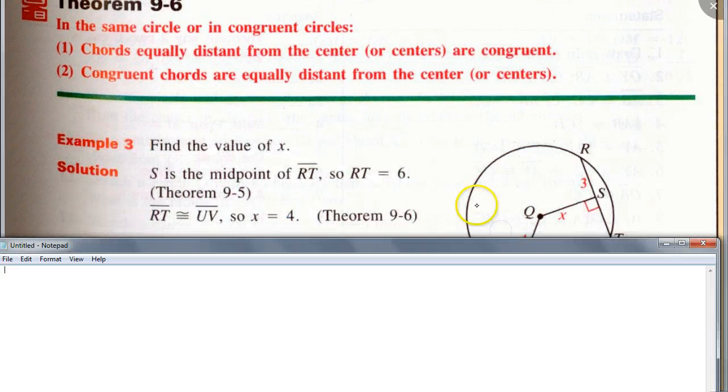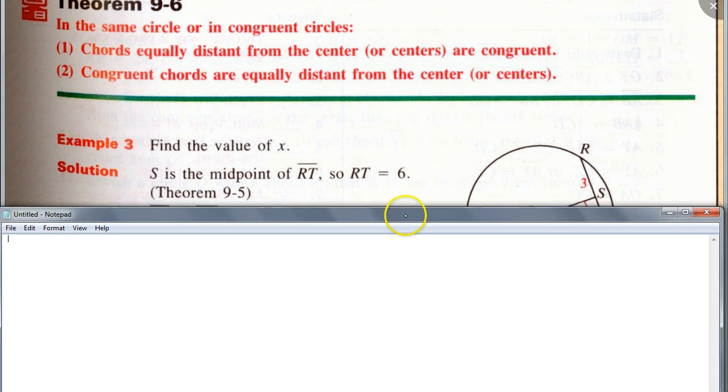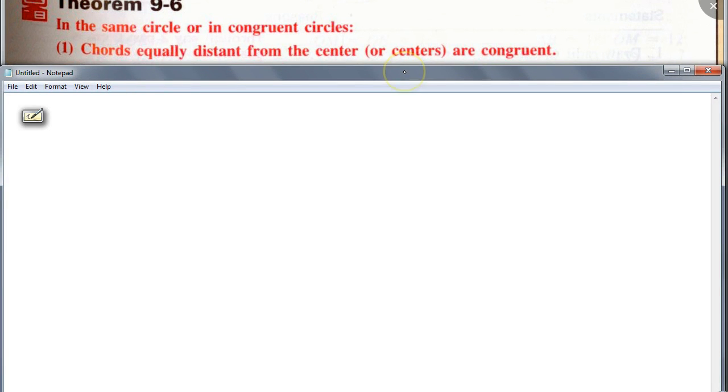Narek, won't you read this for us? Theorem 9.6. In the same circle or in congruent circles, one, chords equally distant from the center or centers are congruent. Yeah, and centers is for if the two circles are congruent. So chords equally in a same, this is important. Of course, you have to have the same circle or congruent circles. Chords equally distant from the center, guess what? The length of these chords must be congruent, right? Does that make sense? The lengths are equal. The two chords are congruent, right?